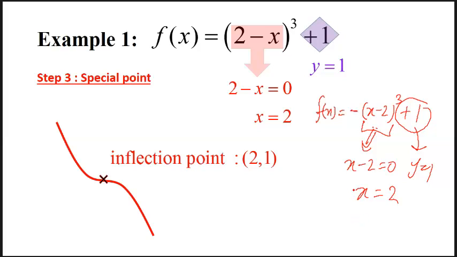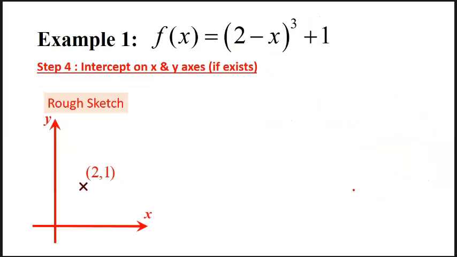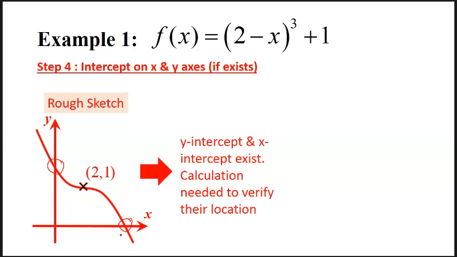Okay, go on. Once I have this inflection point, the next thing I want to do is go to step 4. I would like to have a rough sketch to know whether the x and y intercepts exist or not. By having the coordinates (2, 1) of the inflection point, and also identifying the shape of the graph as follows, we can see from the rough sketch that the x and y intercepts exist, and therefore calculations are needed to verify their locations.